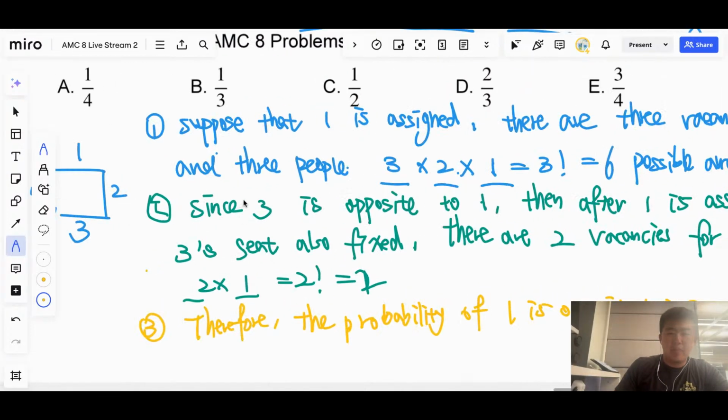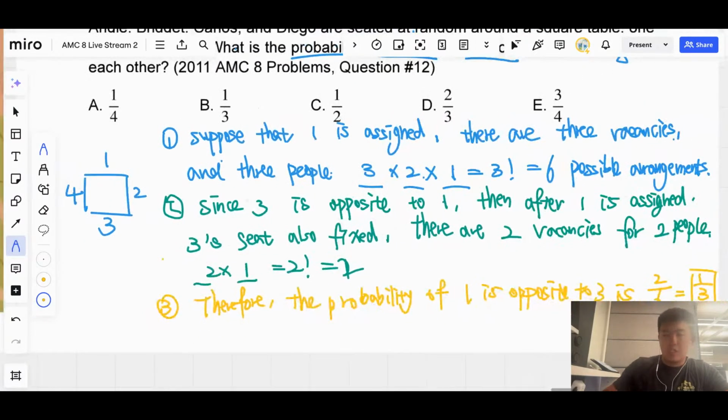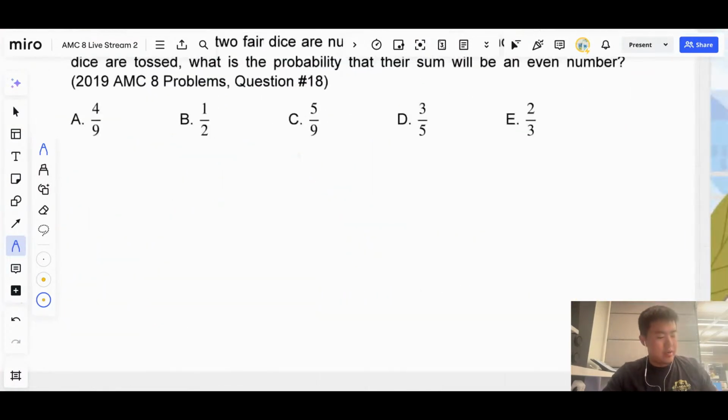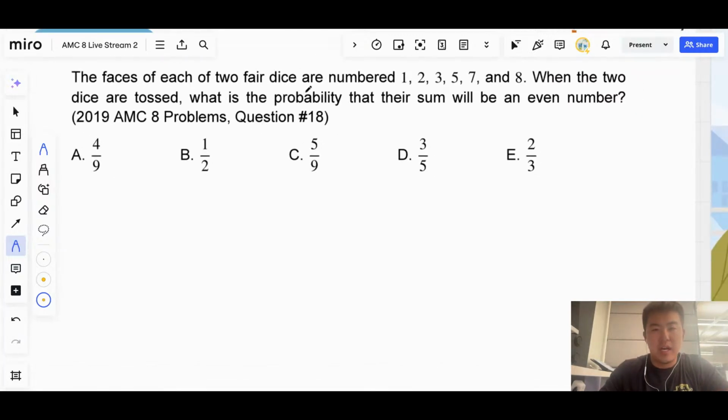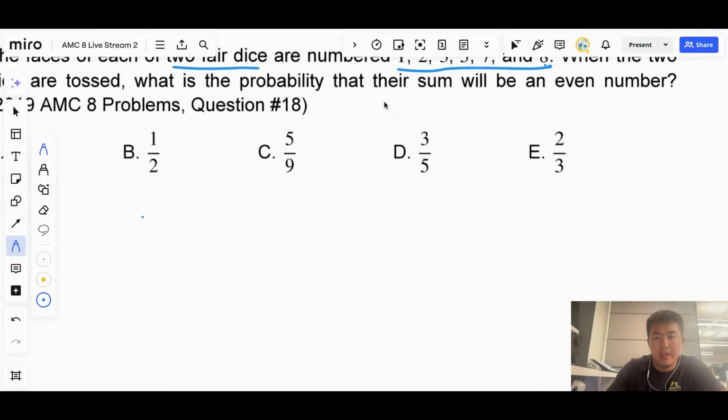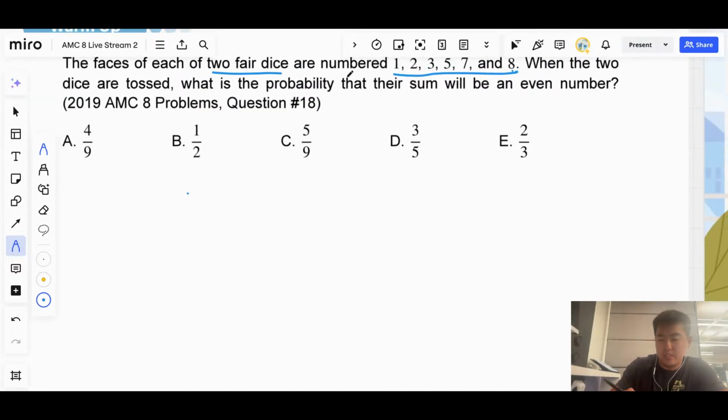Okay, again, from A, B, C, D, and E, let me zoom out a little bit. So what is the correct answer? It should be B, right? 1 over 3. All right, so here should be one or two more problems. The faces of each of 2 fair dice are numbered 1, 2, 3, 5, 7, and 8. First of all, there are 2 fair dice, and there are 6 numbers, each marked on a side of the die. So the 2 dice are tossed. What is the probability that their sum will be an even number?